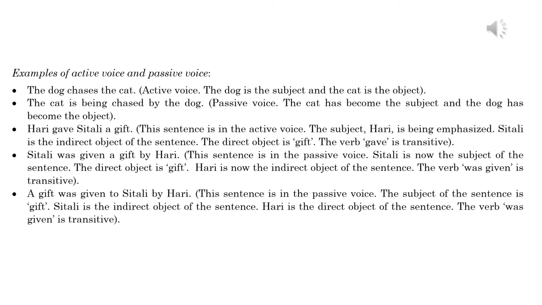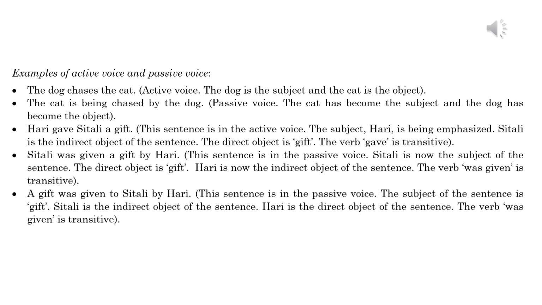Sitali was given a gift by Hari. This sentence is in the passive voice. Sitali is now the subject of the sentence. The direct object is gift. Hari is now the indirect object of the sentence. The verb was given is transitive.